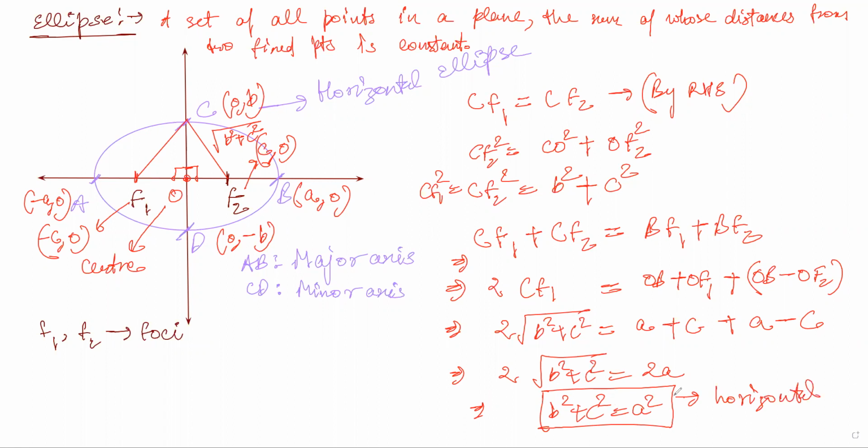What is A? Length of semi-major axis. What is B? Length of semi-minor axis. And what is C? Length from the center to the foci. So basically, C will tell you the coordinates of the foci, A will tell you the coordinates of the major axis, and B will tell you the coordinates of the minor axis.